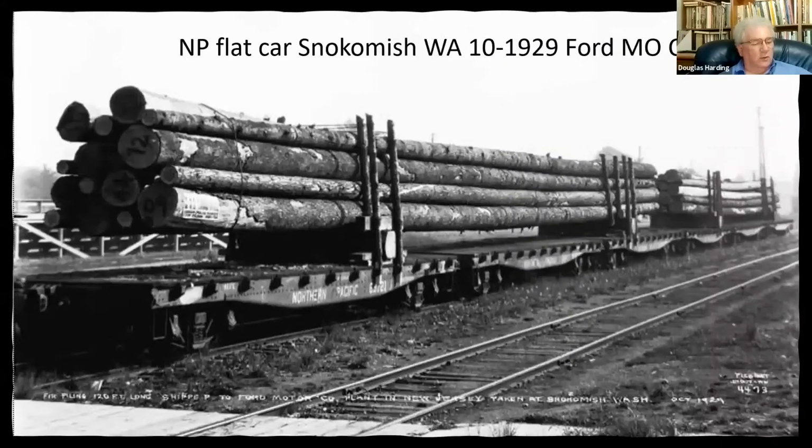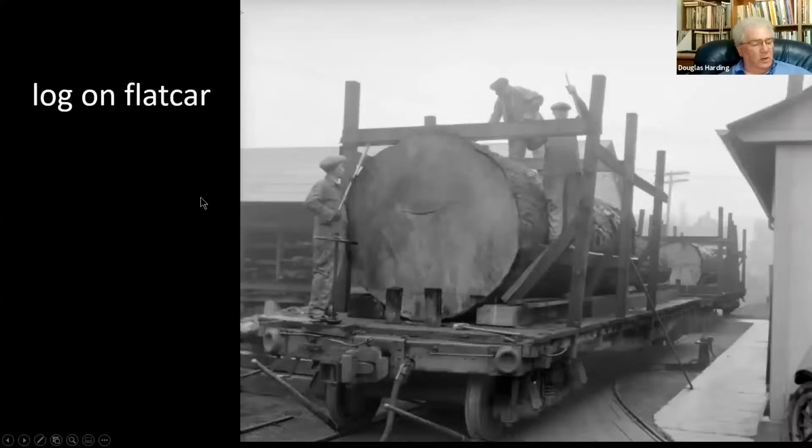Of course, the long poles. Here we've got some especially long poles up in Washington, destined for the Ford Motor Company in New Jersey, of all places. So what they were going to do with these long poles, I don't know, probably building a factory. So, of course, logs were shipped on flat cars. These are getting some special treatment. This is an unusual photo. Normally logs are just chained on a flat car. They don't have a structure built around them. So these must be some special logs destined for somewhere.